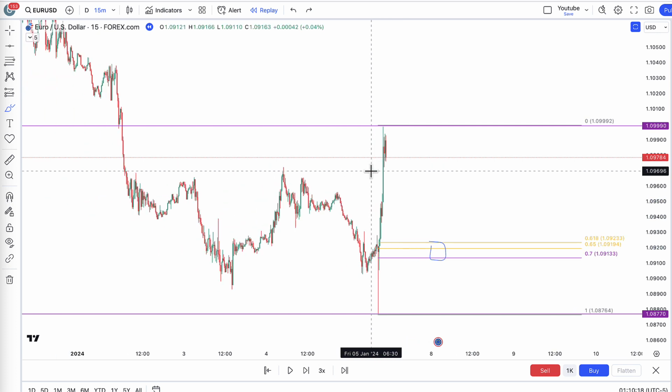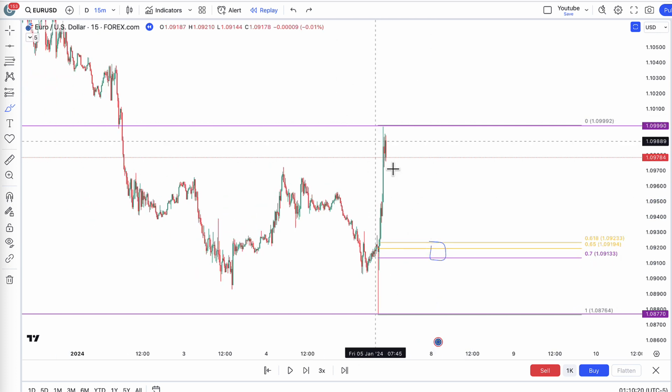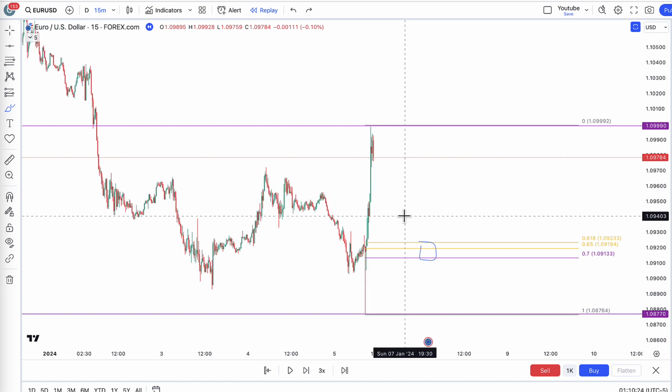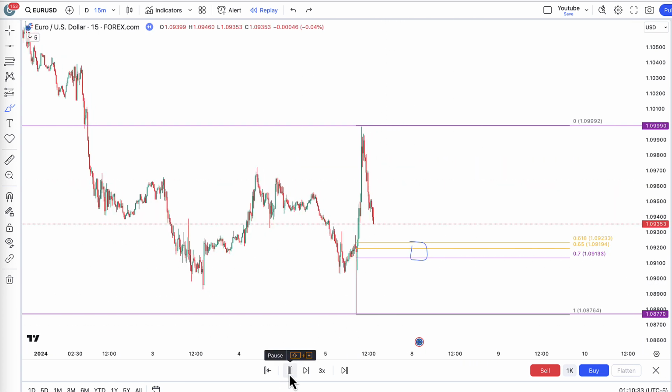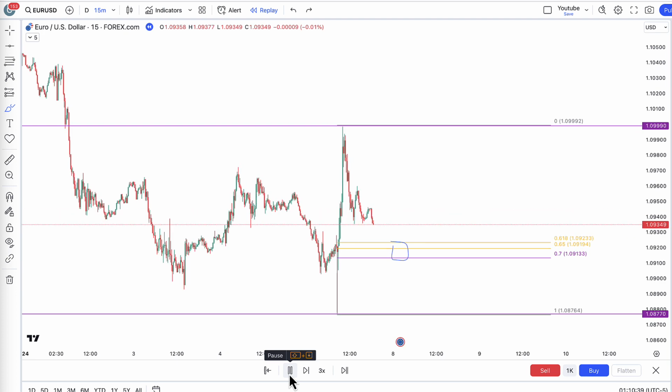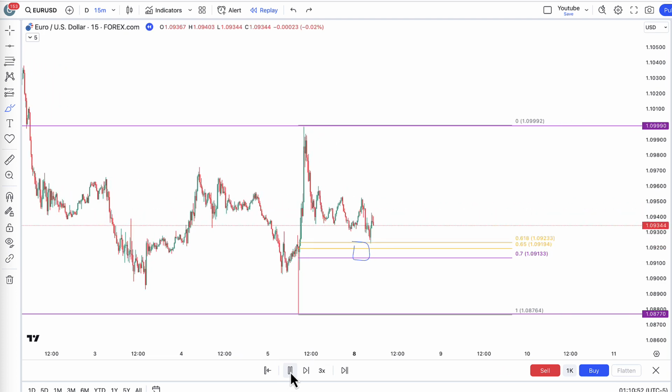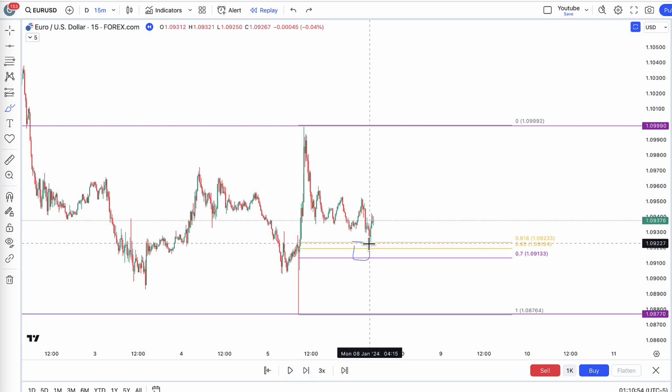We still don't know anywhere at this point what is actually going to happen. It is just a level of interest, and now we let the price play out to see if at some point it's going to give us a setup. So let's let it play out. So you can see here perfectly into this Fibonacci golden pocket, and this is the idea.